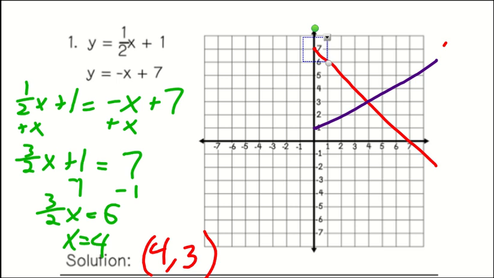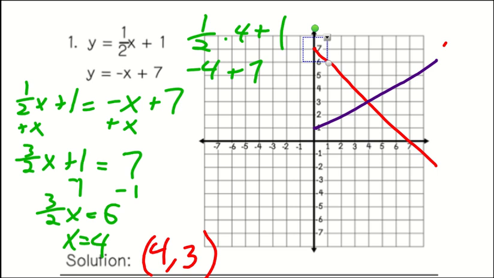Then we just have to plug it back in for y. 1/2 times 4 plus 1. 1/2 of 4 is 2. 2 plus 1 gives us 3. Or -4 plus 7, sounds different. We subtract. It's not a big number. That gives us y equals 3. So either way, getting the same thing.